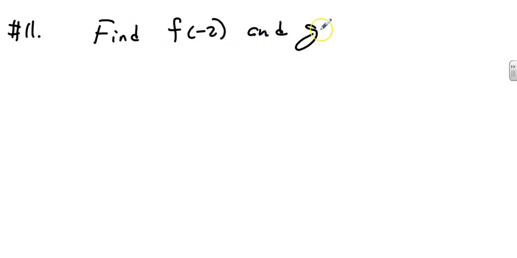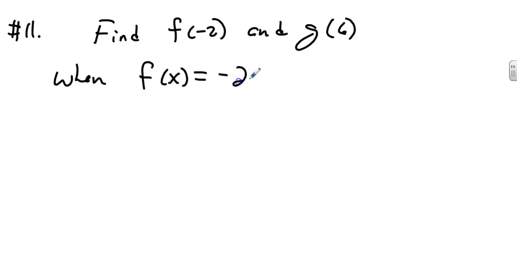All right, number 11. Changes gears. This one, you've got two functions, and it says you're going to find f of -2 and g of 6, and then they're going to give you what those two functions are. f of x is -2x to the third minus 3, and g of x is -2x plus 4.